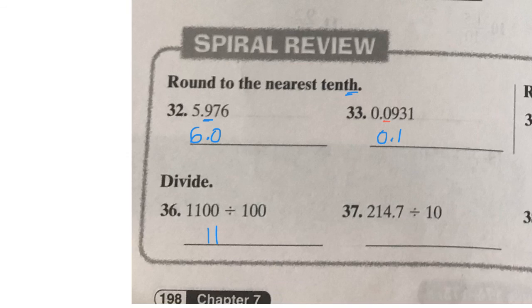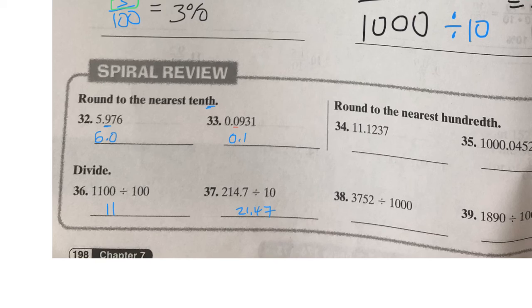Similar to before, I'm realizing there's a 34 over here. Maybe I should have done that, but let's just do these. 214.7 divided by 10. Well, similarly, we're going to move that decimal once to the left. So that's simply going to become 21.47. Okay, so now taking a look at these over here.